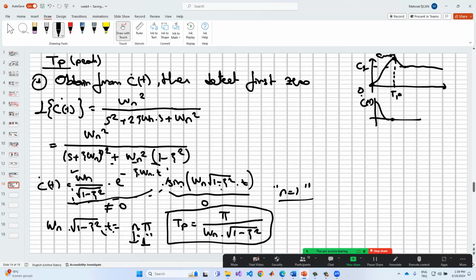Okay, the sine term must be zero, so omega n times square root of one minus zeta square times t is equal to n times pi. If we assign pi here, we have the zero value. If I choose 1, 2 pi, 3 pi, 4 pi, in every case this sine creates zero. This t converts to the t peak time, because the peak is where the derivative term equals zero. So this t peak is equal to pi divided by omega n times square root of one minus zeta square. Okay?